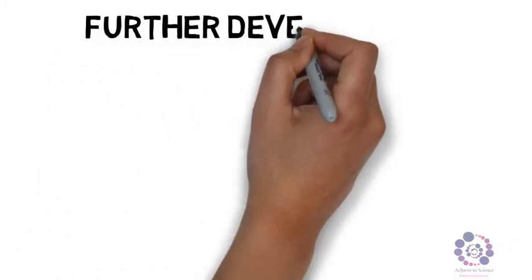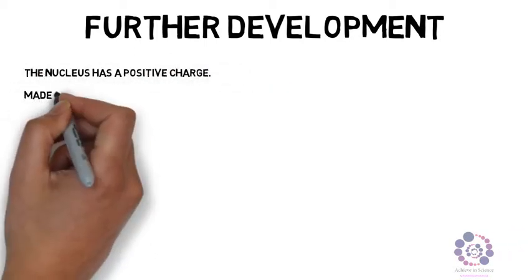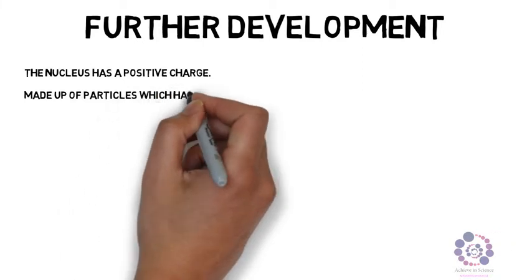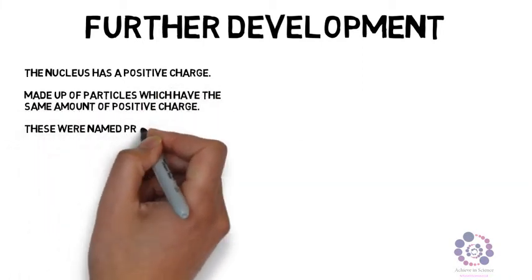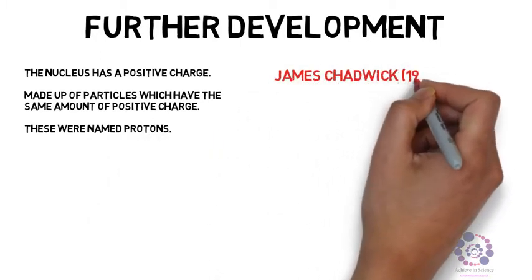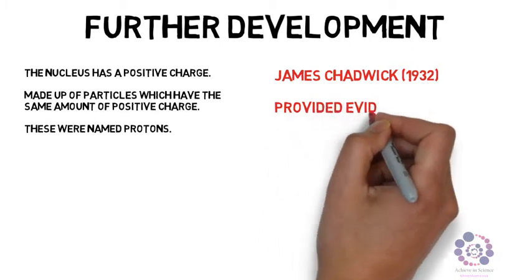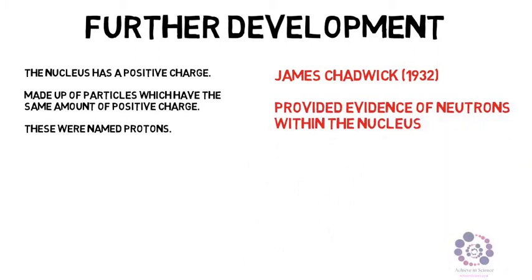This has then been further developed. The nucleus has a positive charge, made up of particles which have the same amount of positive charge. We have now named these particles as protons. James Chadwick in 1932 provided evidence of neutrons within the nucleus.